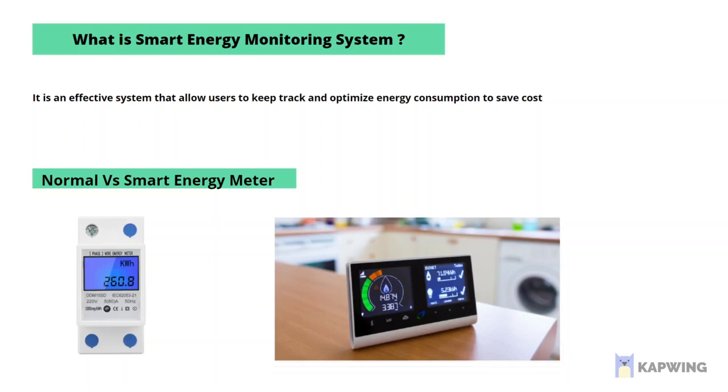So what's the difference between a normal and smart energy meter? A normal energy meter isn't going to show the data on a mobile platform or, let's say, a website. It will just show the information on the device, on an LED. And in a smart energy meter, people can access the data from anywhere in the world. So this is the difference between these two.